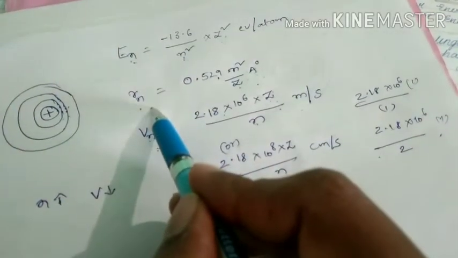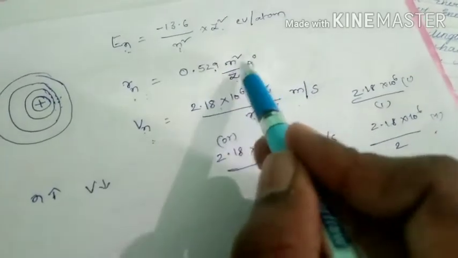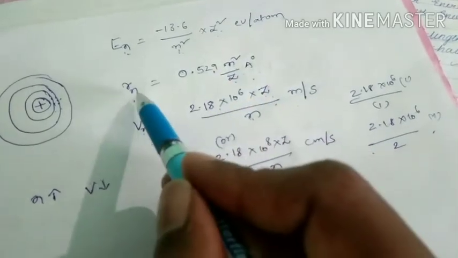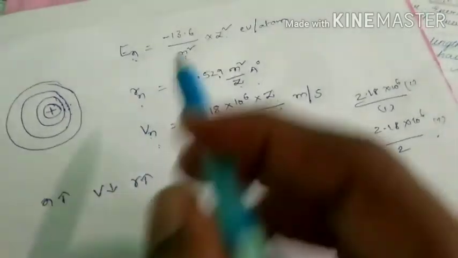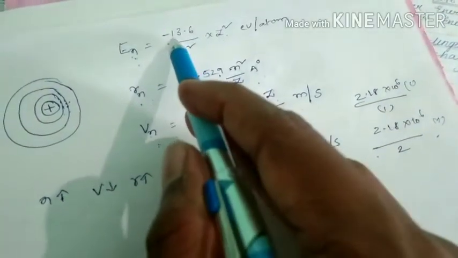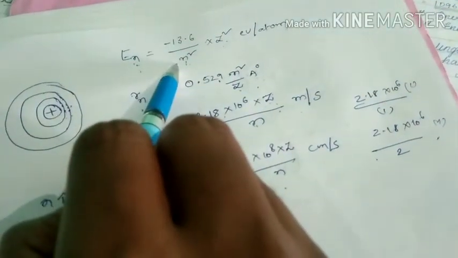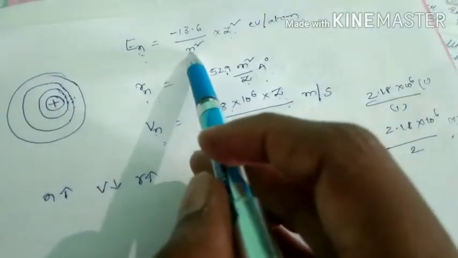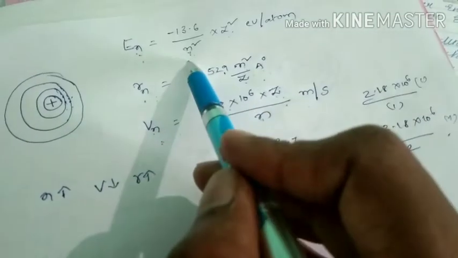Next one, in the case of radius, between orbit number and radius there is a direct proportion, so if orbit number increases, then radius increases. What about energy? See here, if the minus sign were not there, then between energy and orbit number there would be an inverse proportion. But here the minus sign is there, so it will be directly proportional between energy and orbit number. So here also energy will increase.